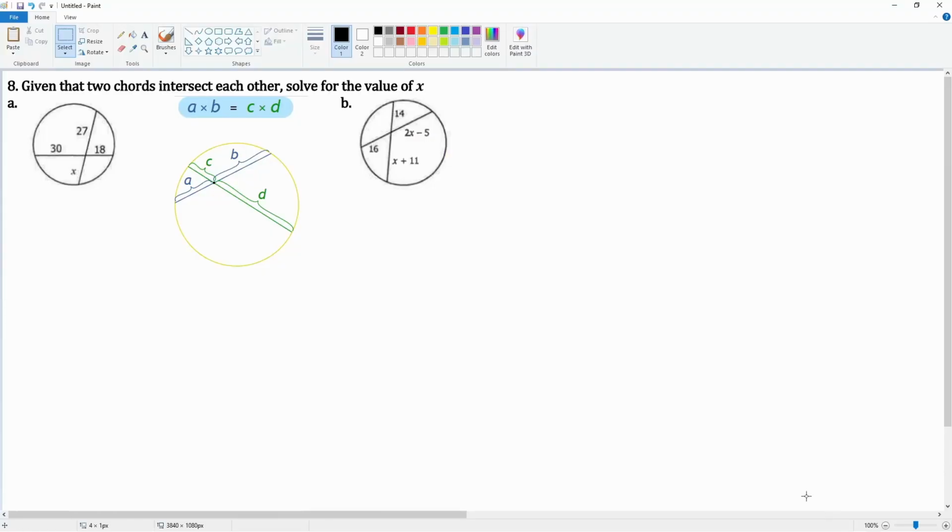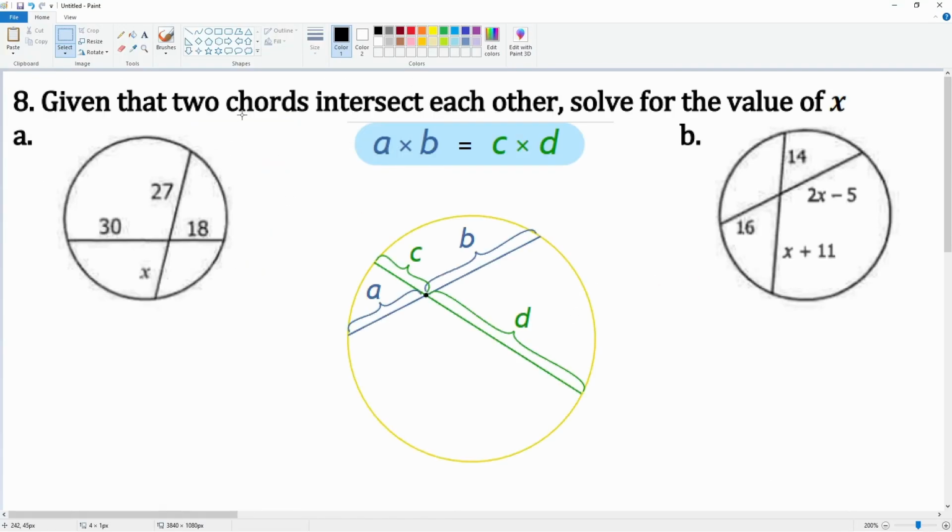All right, number 8 here. We are given two chords that intersect each other in a circle. What I gave you here is the property that you're supposed to know. Did you know that when two chords intersect each other in a circle, their individual segments, when multiplied together, will equal the other parts of the segment for the other chord multiplied together?